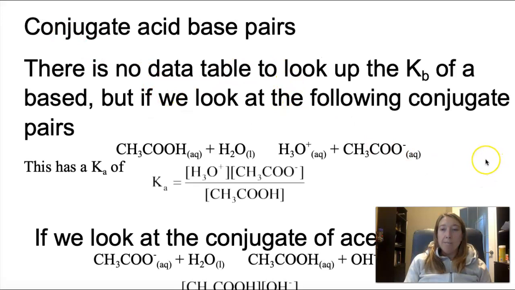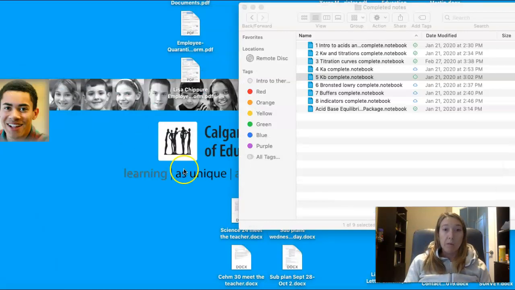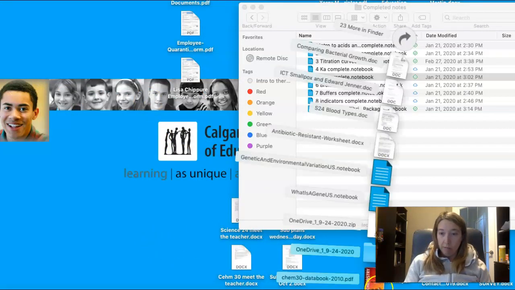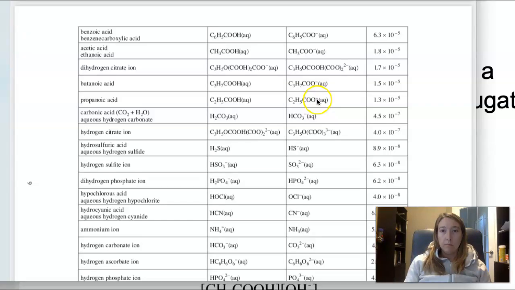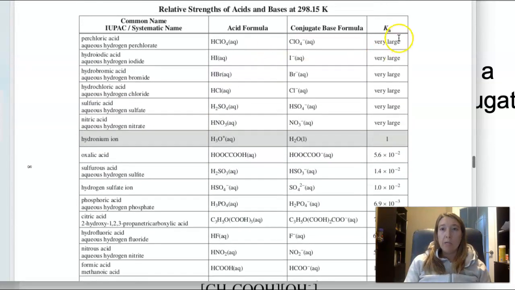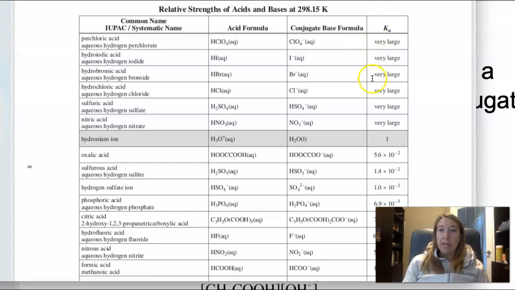Okay, so if you look in your data booklet, when we are looking at our data table, we are only given Ka. So that means for bases, we're going to have to do a little bit of work to figure out what the Kb is. So there's a relationship between the Ka and the Kb for conjugate pairs.